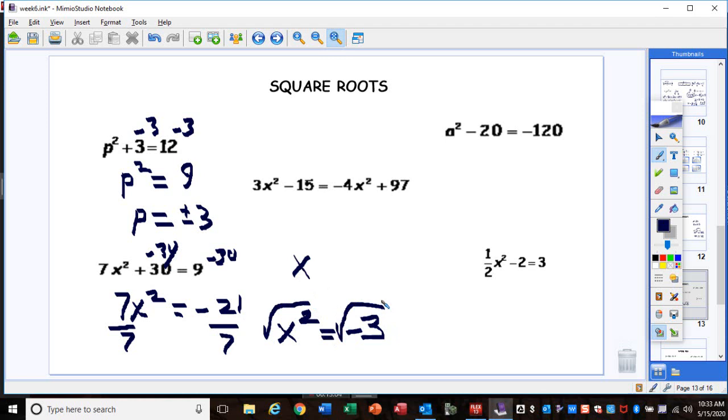In Algebra 2, you'll find out that's radical 3i. But in this one, there's not going to be any solution. No solution here. In Algebra 1, no solution. Why? You cannot take the square root of a negative number.